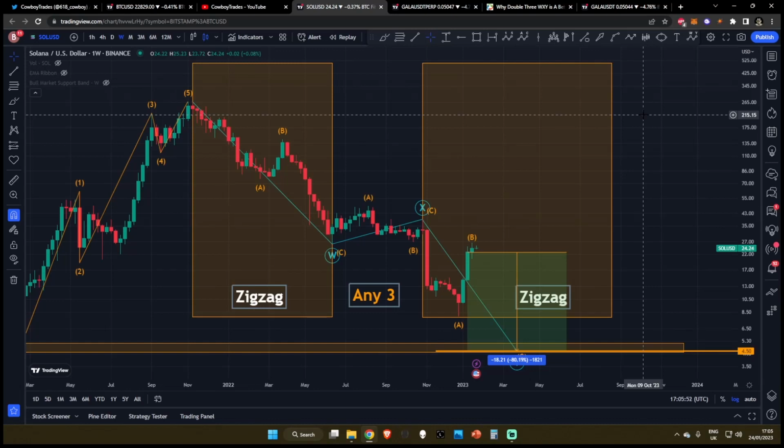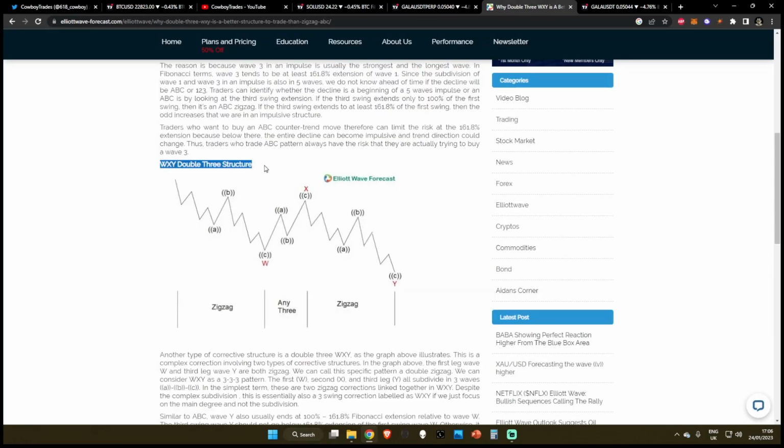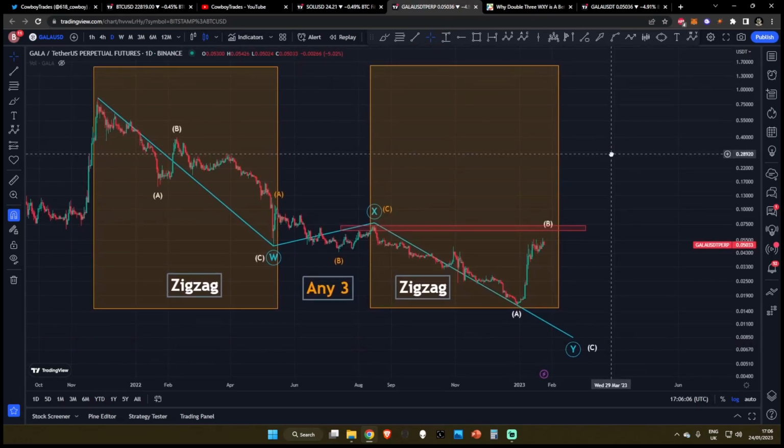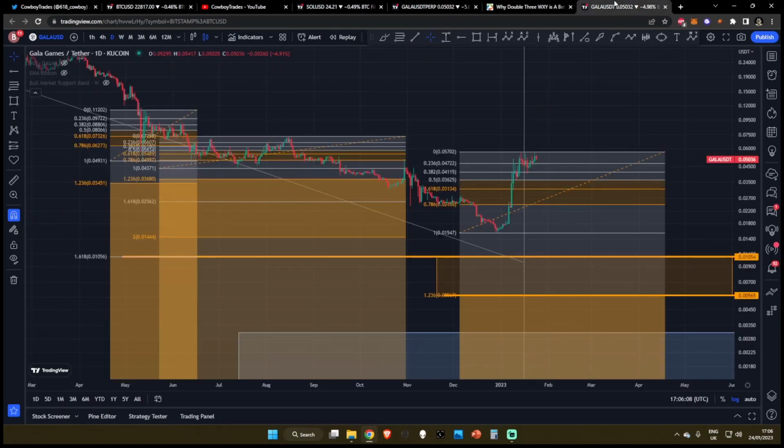A much better performer than 5-wave structures, much better performers than macro ABC corrections. This is one of the best Elliott wave patterns that I do use, and it is playing out on so many altcoins right now. So what is my exact price target?